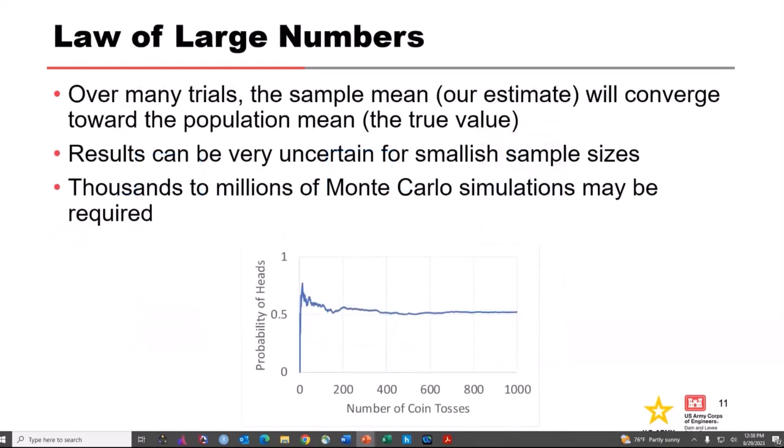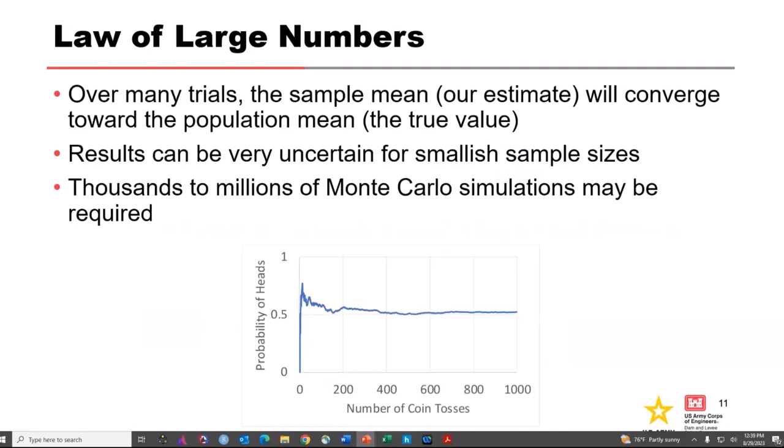All right, next, law of large numbers. I think I touched on this yesterday. This really guides us as far as how and why Monte Carlo works. The law of large numbers says that over many observations, many trials, many samples, either in the real world or in our model, the sample mean, which is what we estimate from our data or our model, will eventually converge towards the population mean. A way to think of the population mean is the true value, what the actual correct value is.